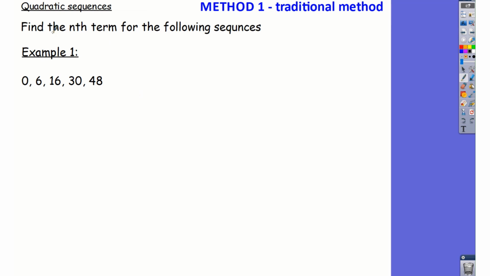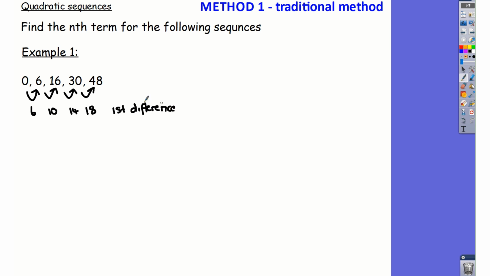Okay, so the first example we're looking for, and the first one we're going to find the nth term for, is 0, 6, 16, 30 and 48. So the first thing I do every time is I look at what the difference is going from one term to the next. So that's the first thing I'm going to calculate. So add 6, add 10, add 14 and add 18 each time. And we call this the first difference.